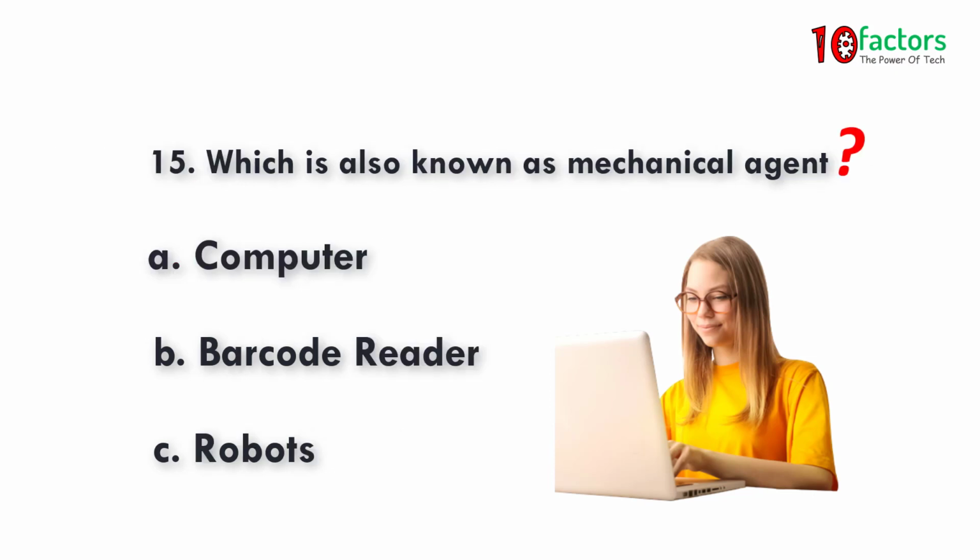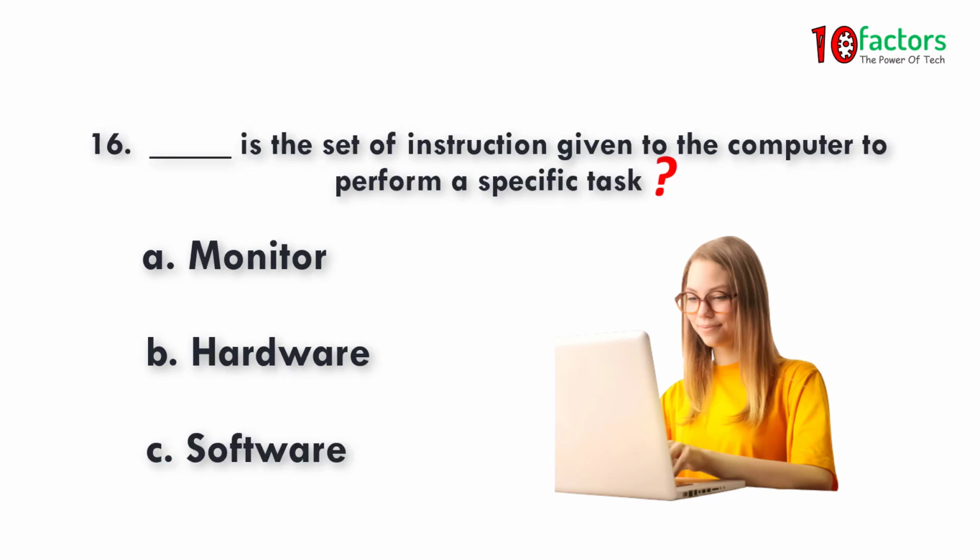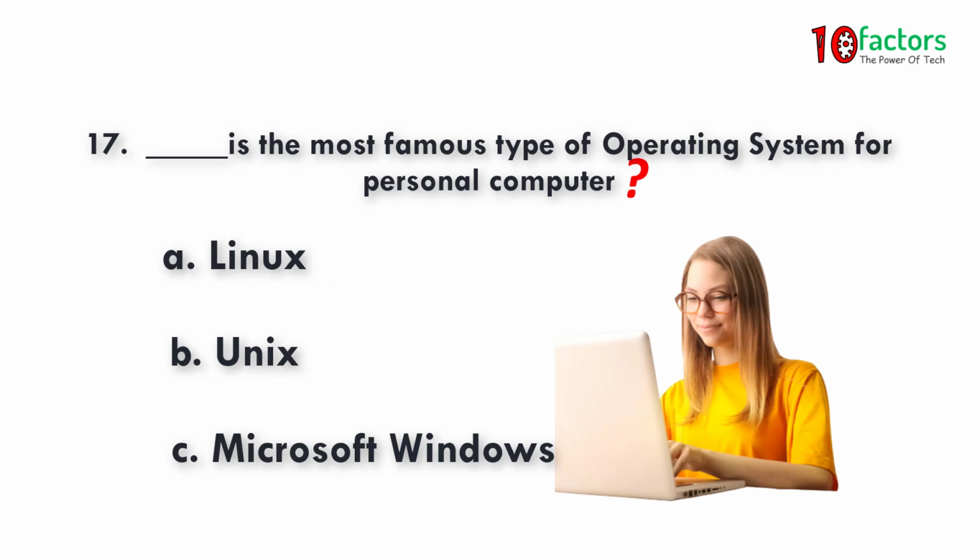Fingerprint. Question 15. Which is also known as mechanical agent? A. Computer. B. Barcode reader. C. Robots. Right answer, C. Robots. Question 16. Is the set of instruction given to the computer to perform a specific task? A. Monitor. B. Hardware. C. Software. Right answer, C. Software. Question 17. Is the most famous type of operating system for personal computer? A. Linux. B. Unix. C. Microsoft Windows. Right answer, C.